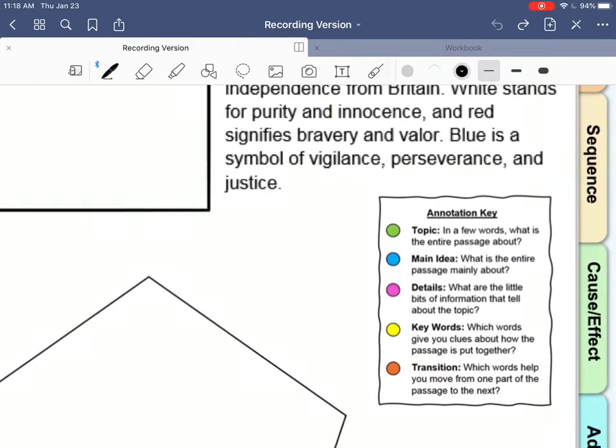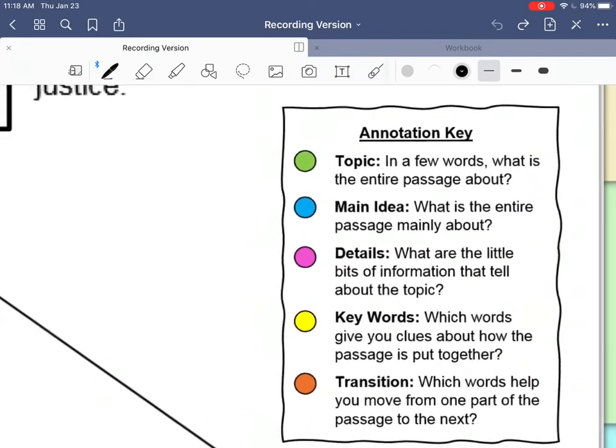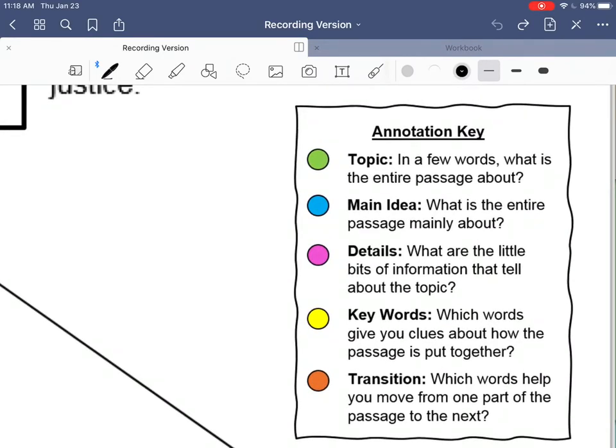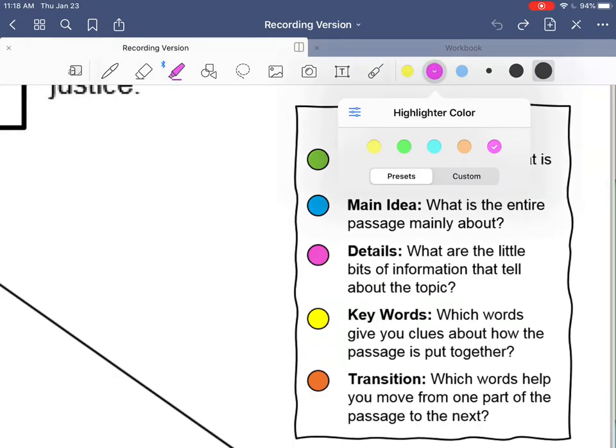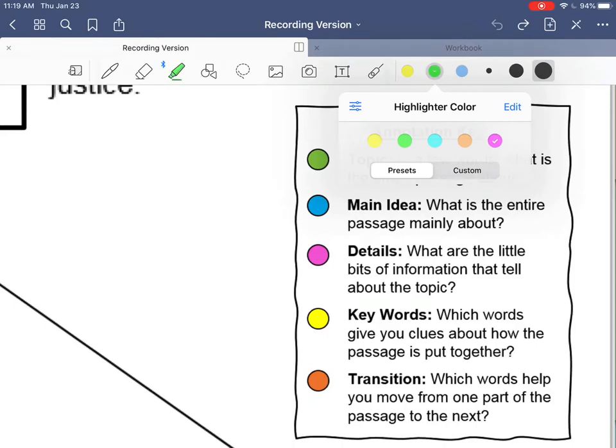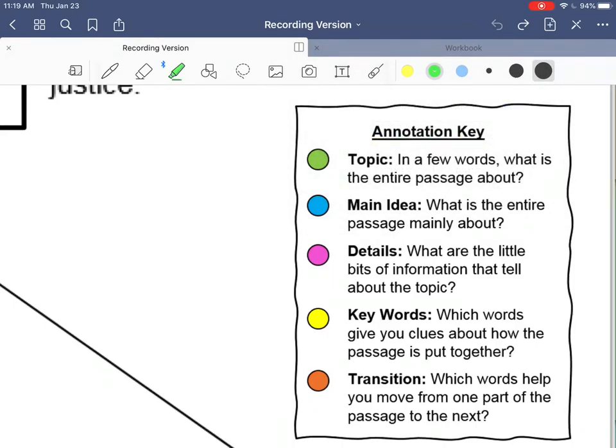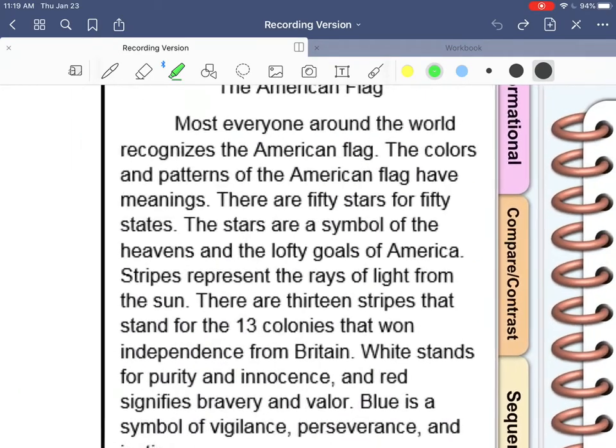And remember our annotation key, we use the colors to mark up our text so that we can comprehend what it's saying to us. So I'm going to get my highlighter ready. But first, I think it's a very good practice to just read the story. Don't try to make notes, don't try to do anything. Just read the story and let the information start to sink in. So here is the story for today.